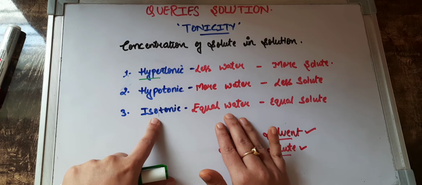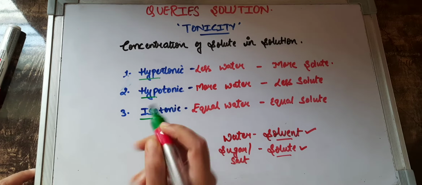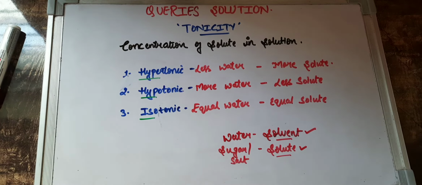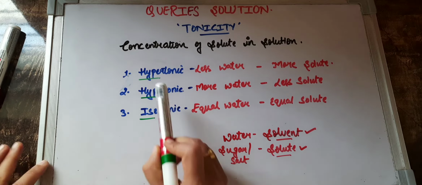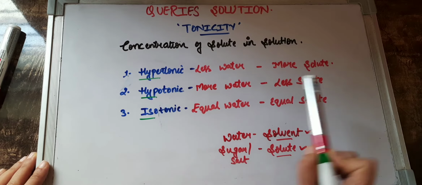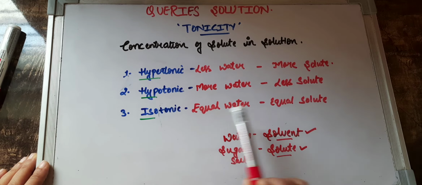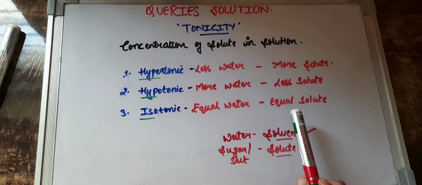So it is known as the isotonic solution. Whenever you are defining the terms, just pay attention to the first part of the term that you are using. If it is hyper, what does that mean? The solute is more. If it is hypo, what does that mean? The solute is less. And if it is iso, what does that mean? That the solute and the solvent, that is water, both are equal.